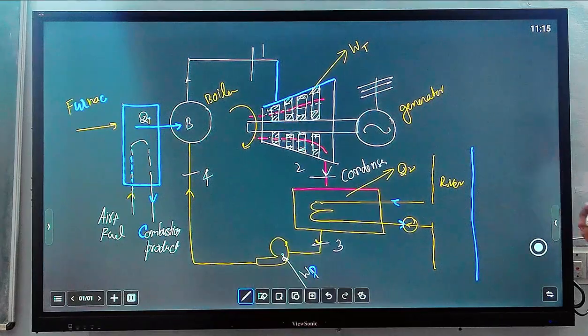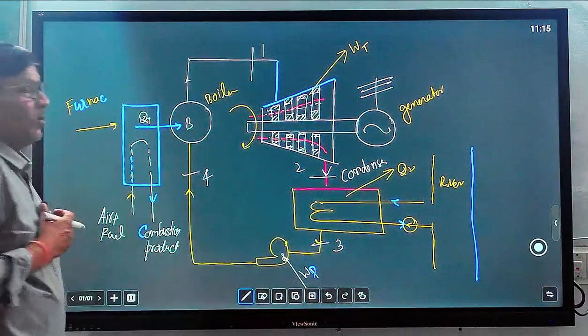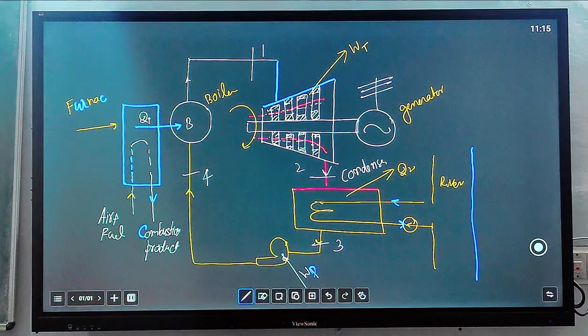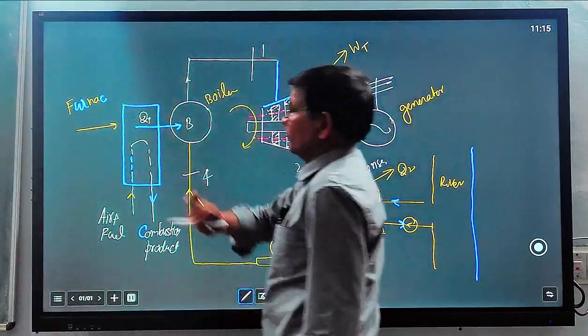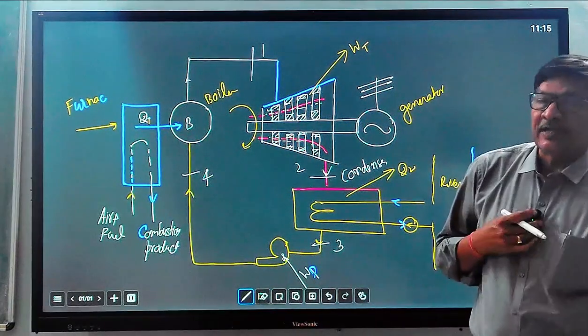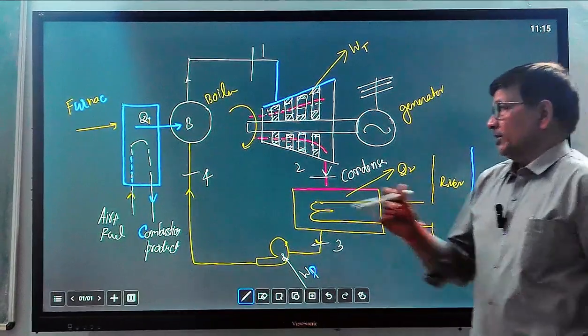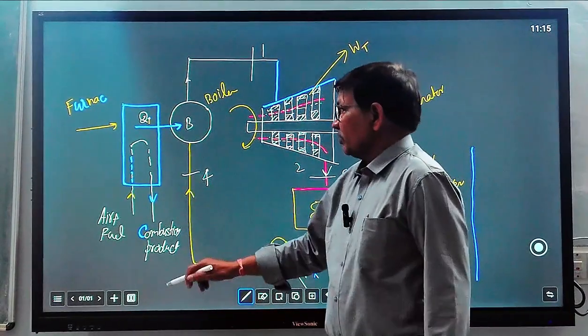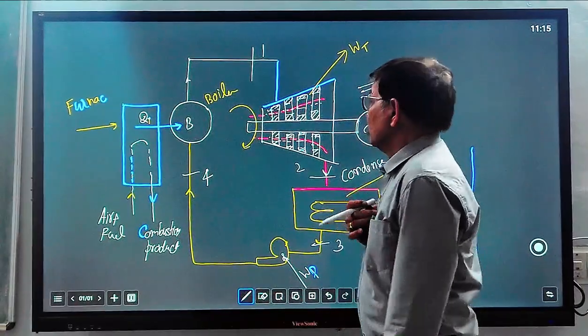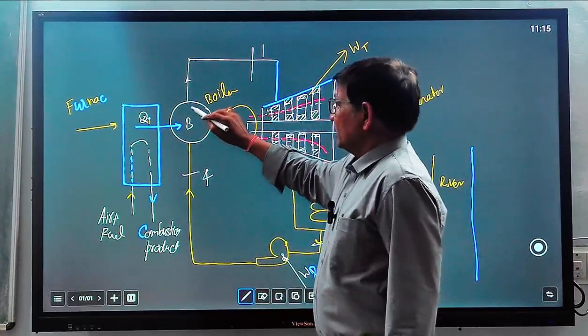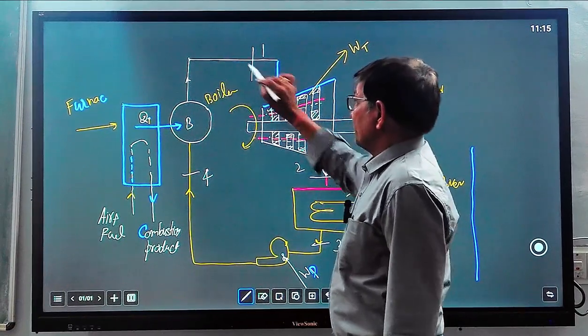So see, this is a schematic of the vapor power cycle based thermal power plant. You can see there are four main components. First is a boiler plus a furnace, where combustion of the fuel will take place in the presence of air, and the combustion products will come out, and the heat generated is supplied to the boiler for heating of the water. And here steam will be generated and supplied to the turbine.